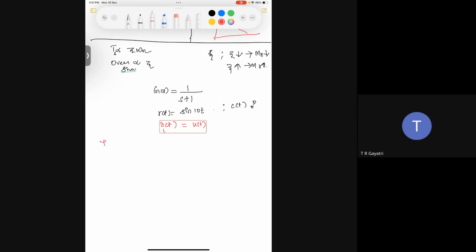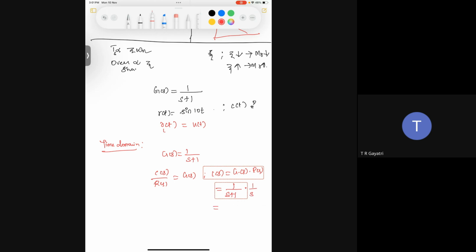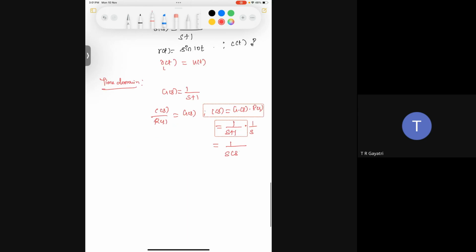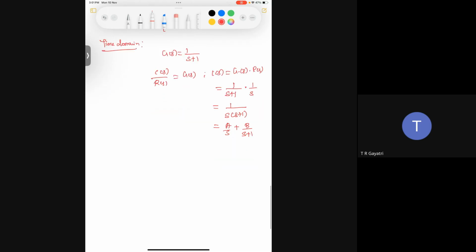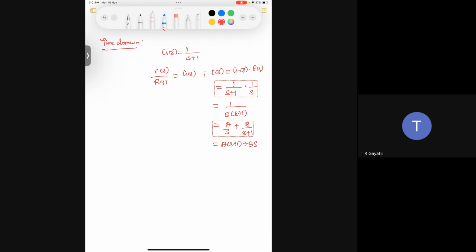So what we usually do in the time domain: G of s is C of s by R of s. So C of s equals G of s into R of s, where G of s is 1 by s plus 1. For U of t, R of s would be 1 by s. So we will have 1 by s into s plus 1. We will do partial fractions, A by s plus B by s plus 1. A into s plus 1 plus Bs equals 1.